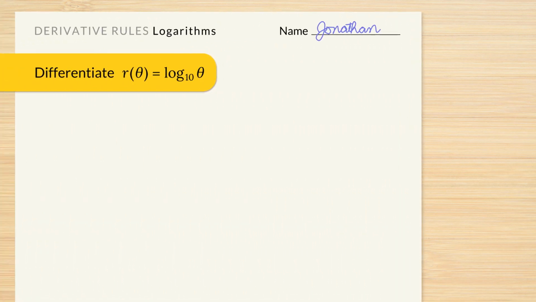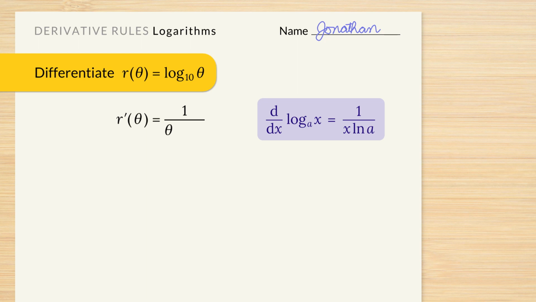Differentiate r of theta equals log base 10 of theta. Logarithms differentiate to 1 over, in this case, 1 over theta. Because the base of the logarithm is 10, the derivative rule tells us to multiply on the natural logarithm of the base, in this case, ln 10, in that denominator. It's as simple as that.